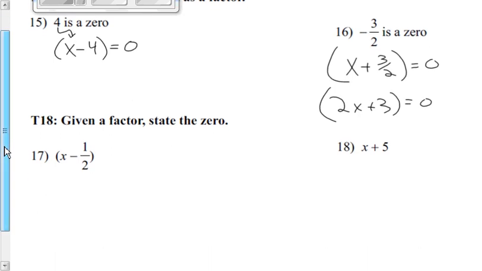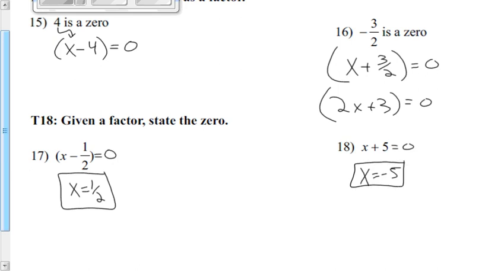All right, so then number 17, if this is the factor, the technical process is to set it equal to 0 and then solve. So in this case, we would just add 1/2 to both sides and get that 1/2 would be the 0 that corresponds with that factor. 18 would just be x equals negative 5. Same process, if you need to, set it equal to 0, subtract 5 from both sides, and you get x equals negative 5.